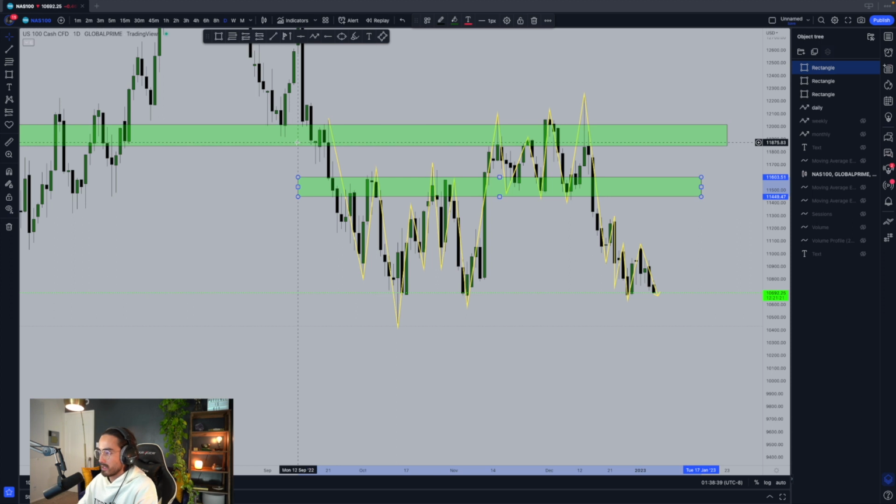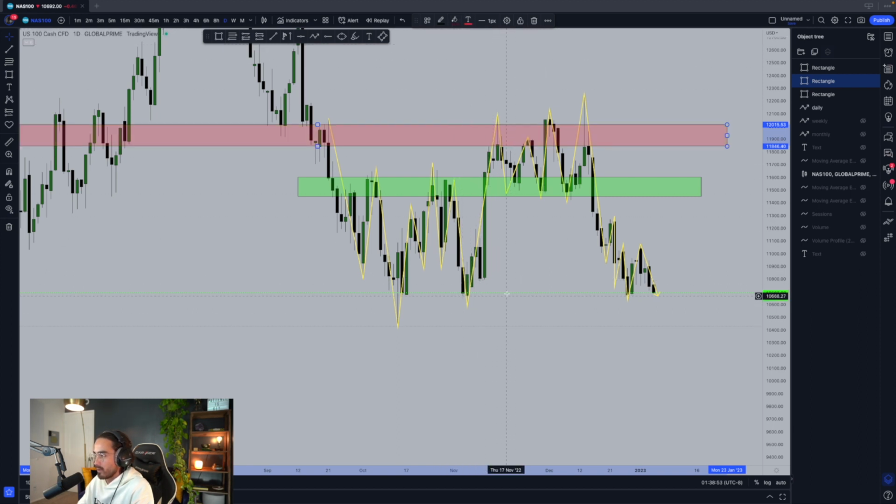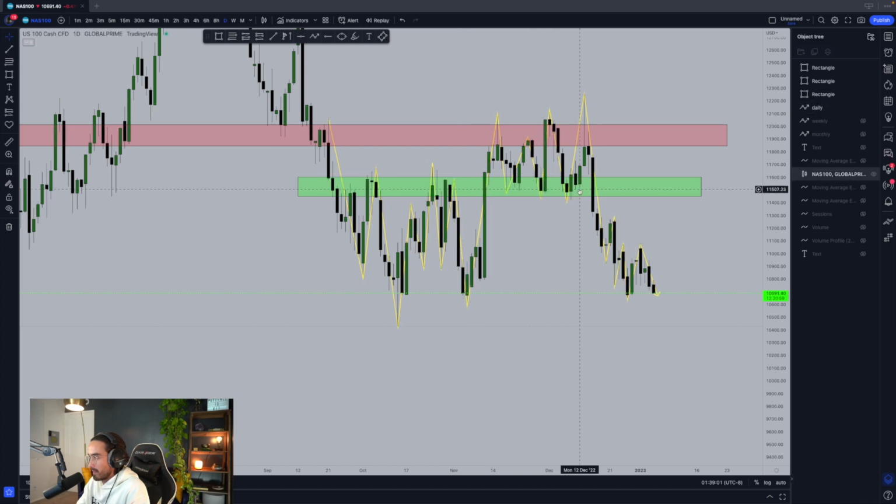So as you can see, the weekly zone here, which I usually color code, this one maybe I would make red just to let me know that it is a weekly zone. So although we had created this support and resistance zone here, it wasn't strong enough to push the market up higher, and so we are still in a downtrend on the daily.